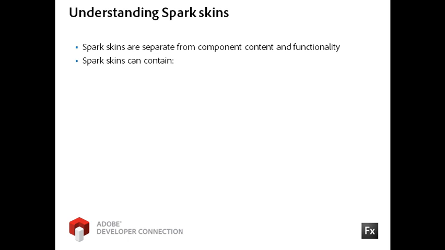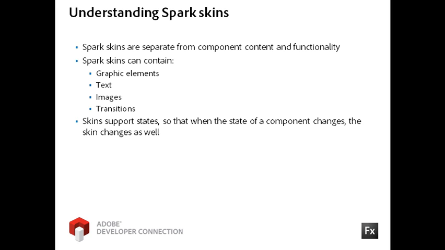In earlier videos, I emphasized the fact that MX components have their skins built right into the component properties. Spark skins are different. Their skins are separate from the content and functionality of the component. A Spark skin can contain graphics, text, images, and transitions. They also support component states so that the component on which the skin is applied can visually respond to user or system events. You can apply skins to a component in CSS, MXML, and ActionScript. In this video, you will learn how to apply skins using the first 2 methods.